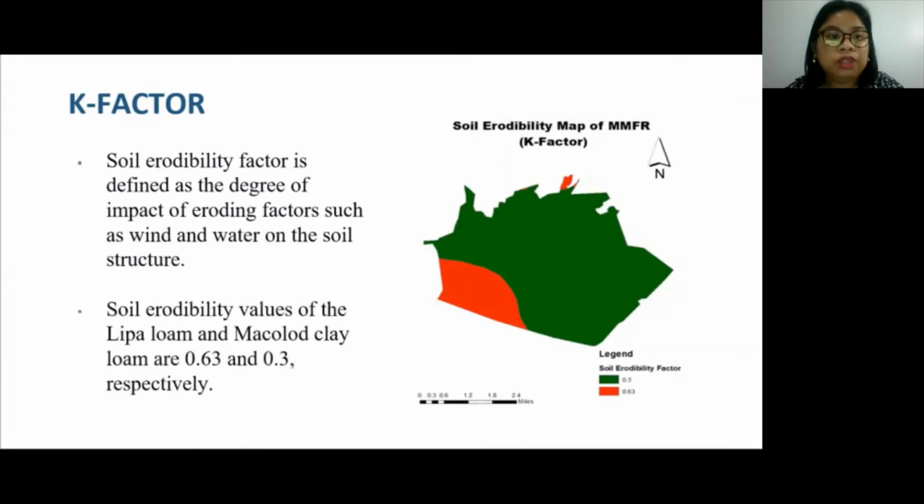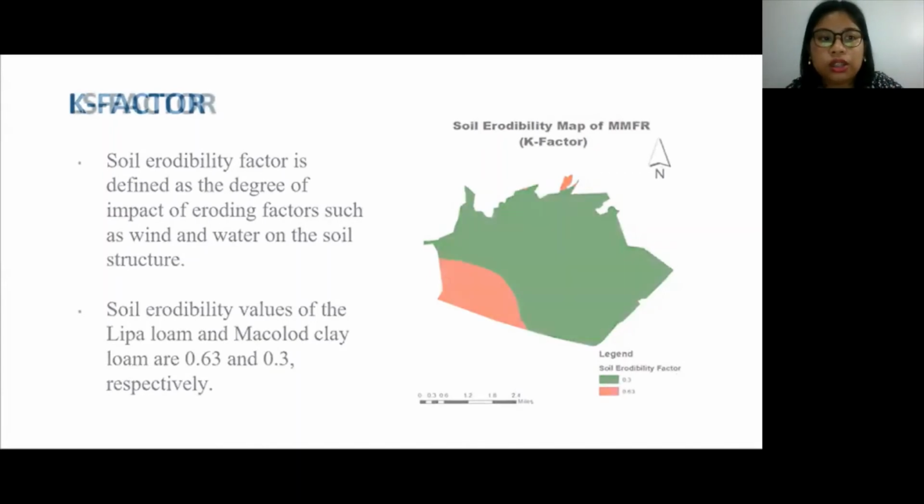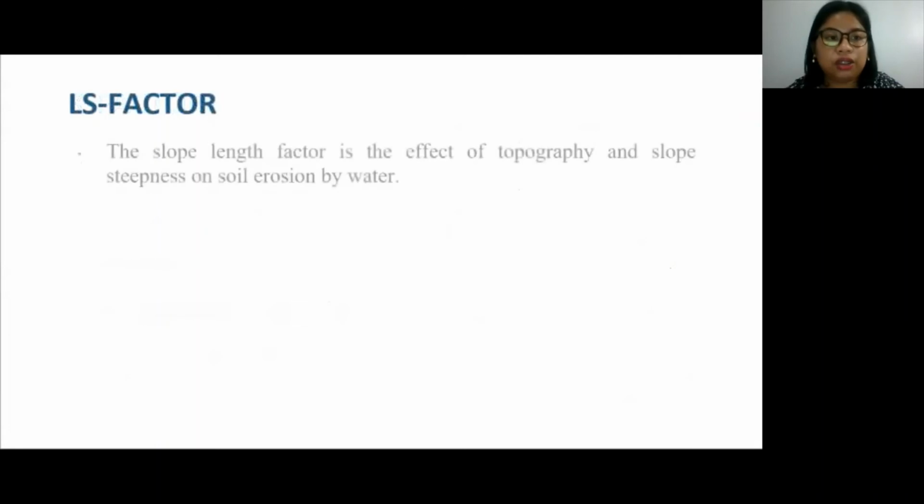Soil erodibility values for the MMFR are the following. For the Lipa loam and Macolod clay loam, they are 0.63 and 0.3 respectively. These values were computed by David in 1988. Now let's proceed to the LS factor.